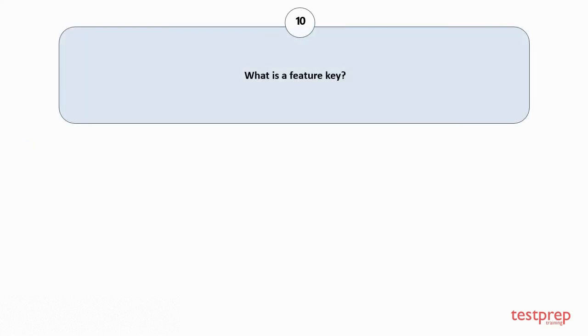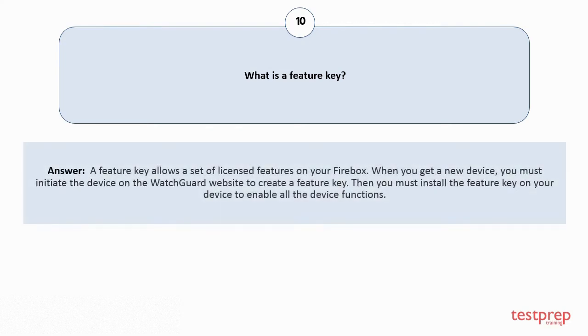Question number 10, what is a feature key? Your answer is: a feature key allows a set of licensed features on your firebox. When you get a new device, you must activate the device on the WatchGuard website to create a feature key. Then you must install the feature key on your device to enable all the device functions.